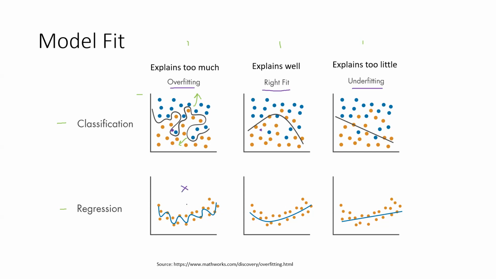So this one and this one are bad. This one and this one are bad. This is what we want. This one for classification and this one for regression. These are the two that we want to have in our machine learning model training. Right?